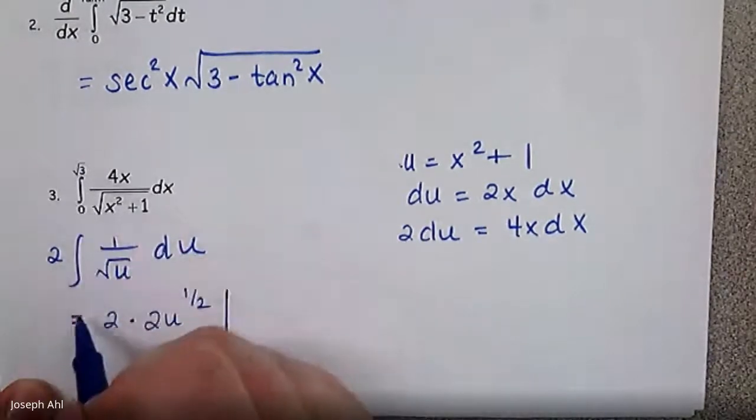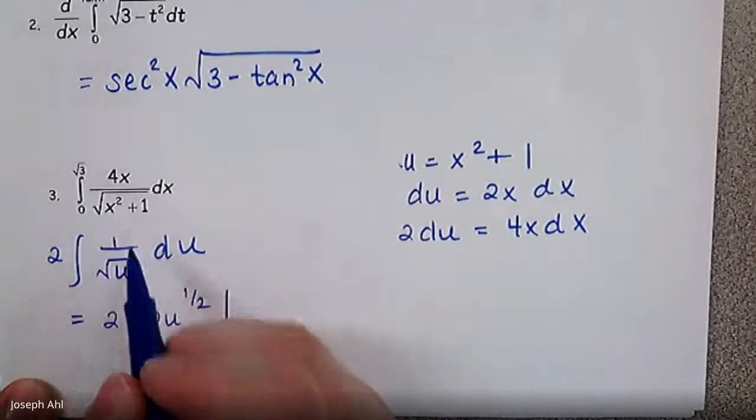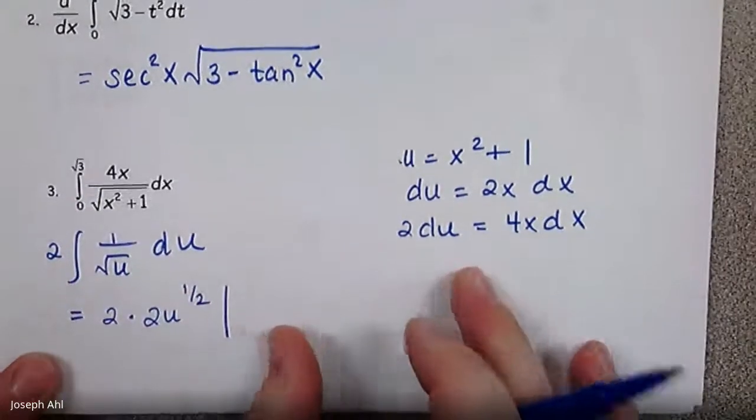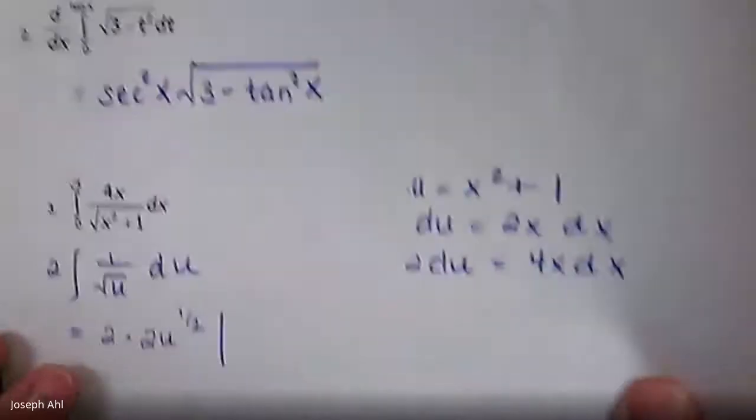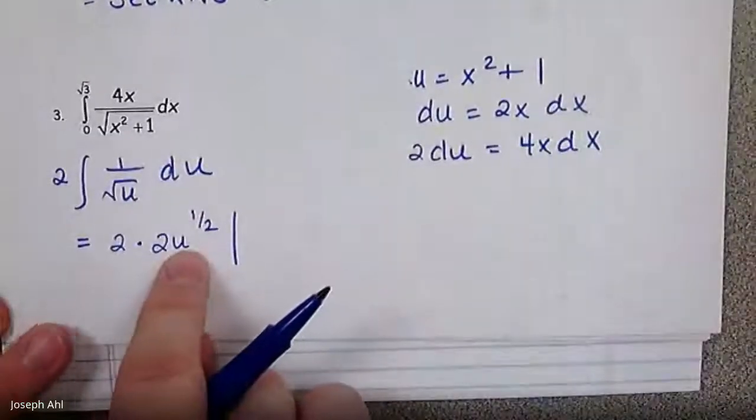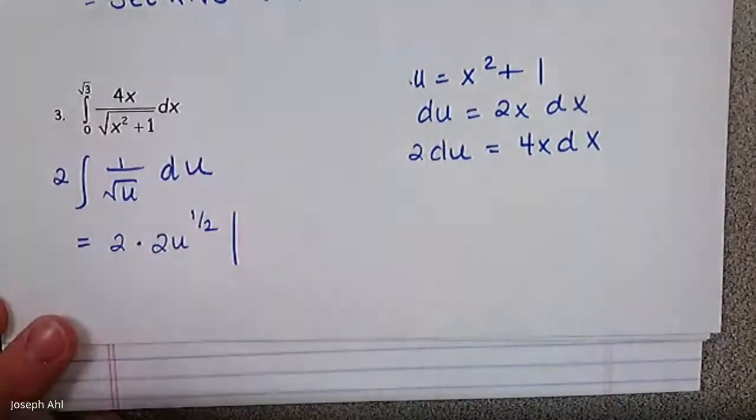And notice how I didn't copy these bounds over. These are the bounds for x. So you want to make sure that at this stage in the game you either re-sub in x squared plus 1 right here, and then keep the bounds the same.